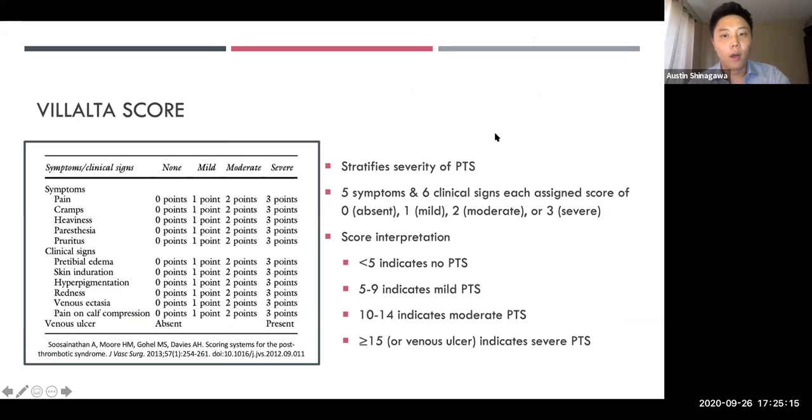All right, so the way we stratify the severity of PTS is with the Villalta score. As you can see on the left, it's composed of 5 symptoms and then 6 clinical signs. You break these down into whether the symptoms are present, and if they are present, if they're mild, moderate, or severe. In terms of score interpretation, less than 5 indicates no PTS, and then 5 up to 15 indicates the severity of PTS. A good point to know is that if a venous ulcer is present, it's automatically severe PTS.